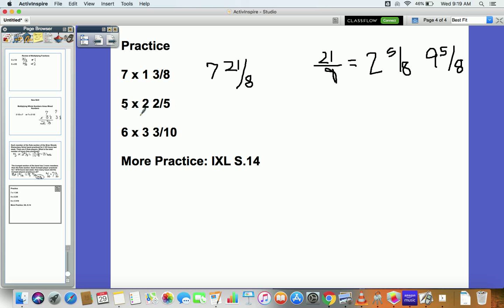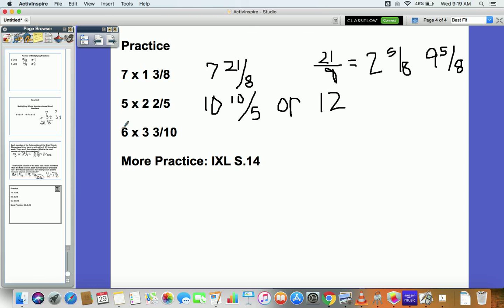5 times 2 2/5, we take our whole number times our whole number, so 5 times 2 would be 10. And then we take our whole number times our fraction, so 5 times 2 is 10, and our denominator is 5. So 10 10/5, and 10/5 is the same as 2 wholes, so you could also have that as equal to 12. You could have either one of those answers, that's fine.